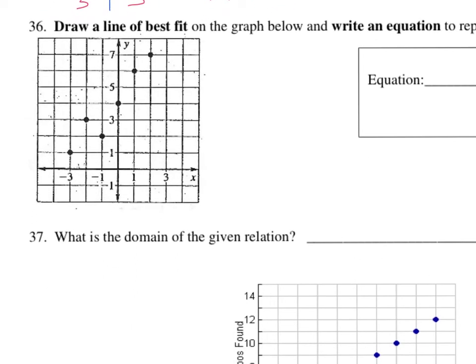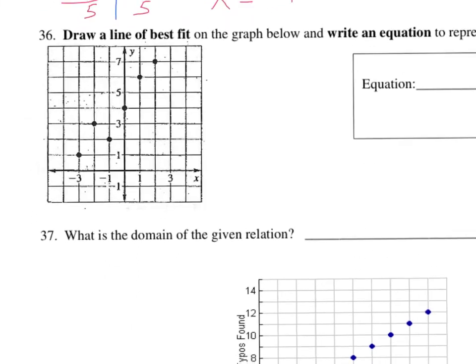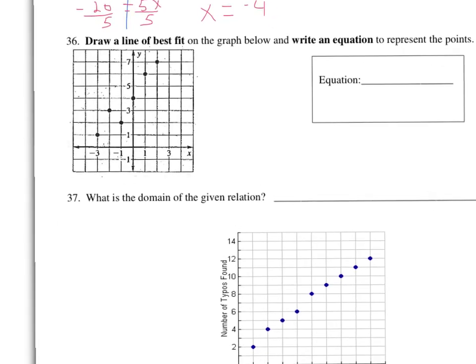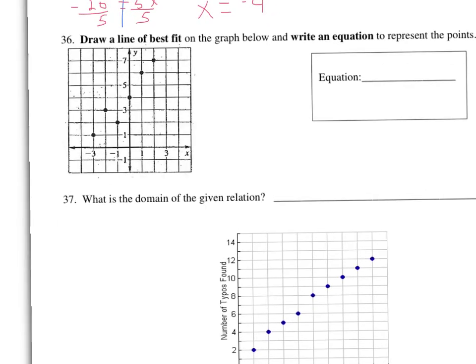Okay, 36. Draw a line of best fit on the graph below and write an equation to represent the points. Okay, I will draw my line of best fit. I like this point right here in the middle on the y-axis, so I'm going to try to go through that point there. That's a nice point for our B. So I'm going to sketch the line here. I'm going to use this point right here as well, and then just kind of draw it that way.